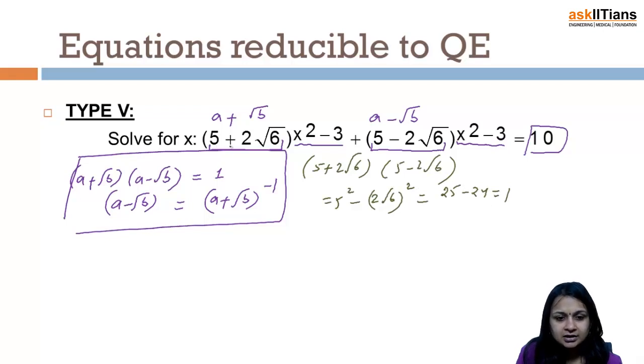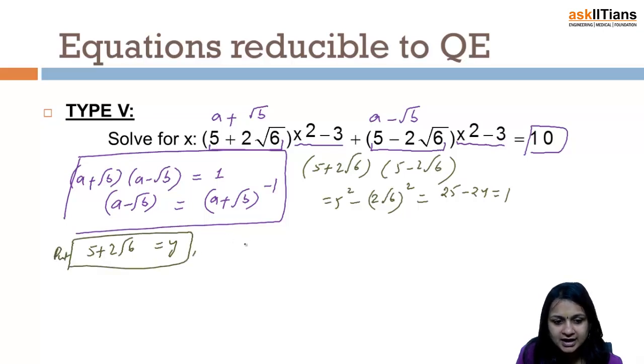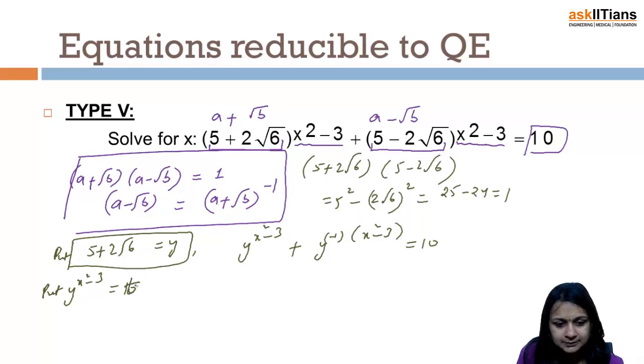Yes, so if I write 5 plus 2 root 6, what I am going to do here is put 5 plus 2 root 6 equal to y. As soon as I put it, I get my equation as y raised to the power x square minus 3 plus, now 5 minus 2 root 6 would be y raised to the power minus 1, so y raised to the power minus 1 into x square minus 3 equal to 10. Again we will follow one more step. We will put y raised to the power x square minus 3 equal to t. So I have t plus 1 by t equal to 10.